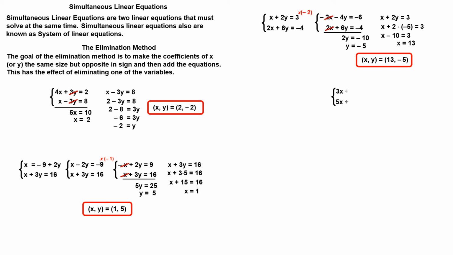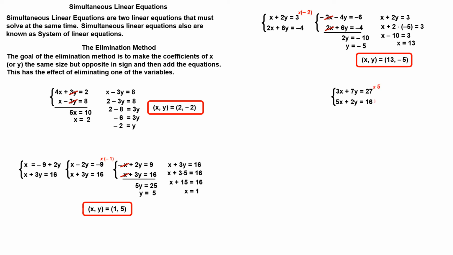Let's solve this system of equations. Look for terms that can be eliminated. The equations do not have any x or y terms with the same coefficients. In order to use the elimination method, you have to create variables that have the same coefficient, but opposite in sign. Then you can eliminate them.